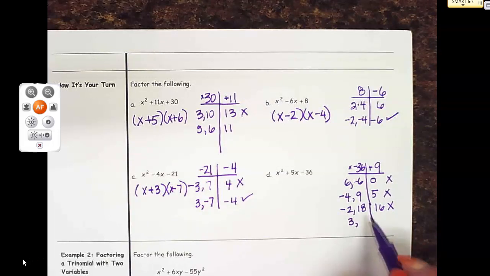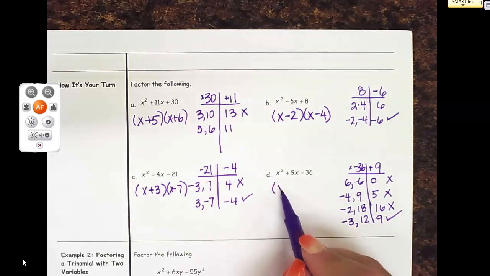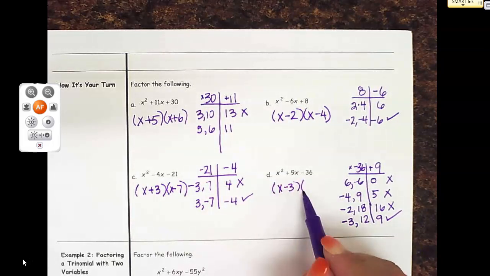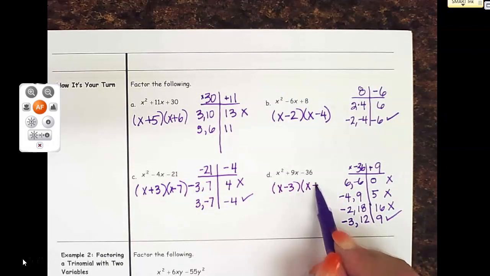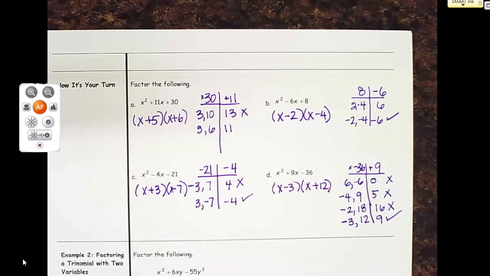So 3 times what is 36? That's going to be 3 times 12. So let me give myself a negative. Negative 3 times 12 is negative 36. Negative 3 plus 12 is positive 9. So I found my match. So I'm going to go ahead and write my product of binomials. So two binomials being multiplied by each other equals a quadratic trinomial.